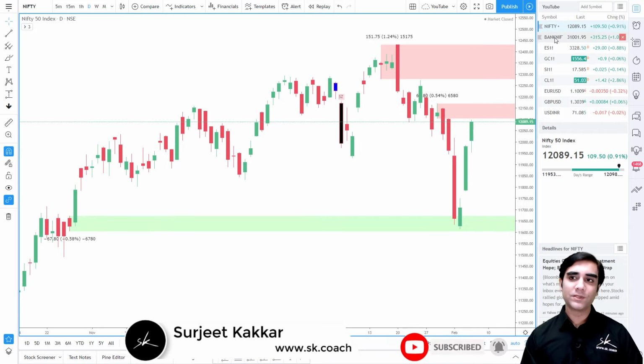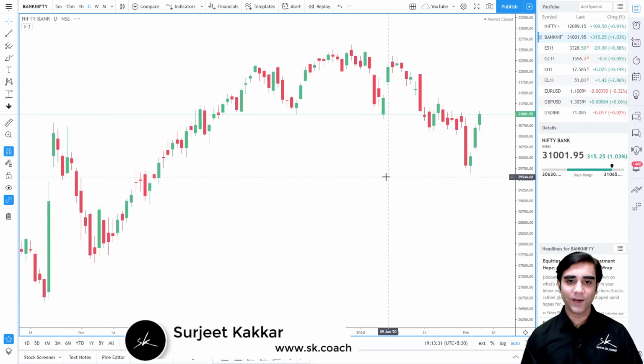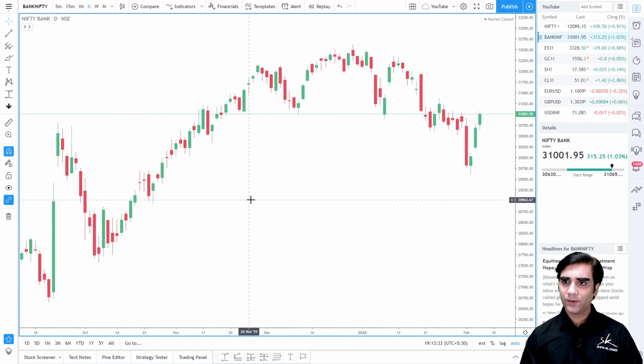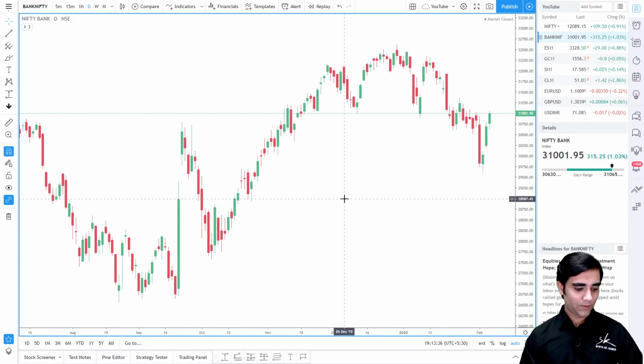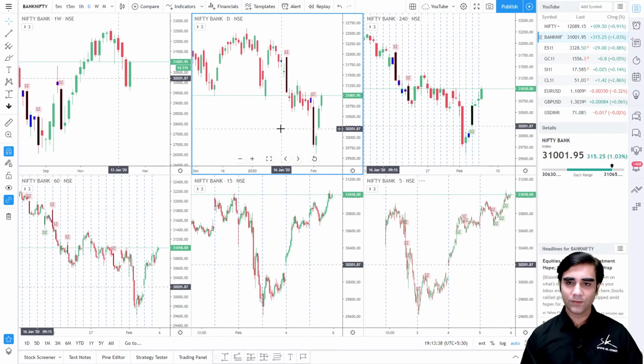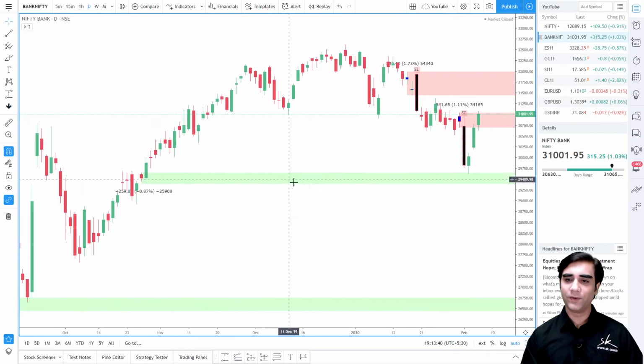I will also show you a similar example on Bank Nifty. We also identified where the zone for Bank Nifty is. This is strange, why am I not able to see it? Probably it's just taking some time to load. Perfect, so there you have it.